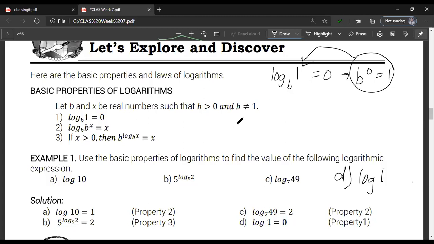What else? Number 2. Logarithm of b raised to x with the base b is equal to x. So, sa madaling sabi class, ika-cancel lang natin yung log base b, and then bring down x. Okay, bakit? Sige, ganito yan siya, class. I-rewrite natin, ha? So, b.